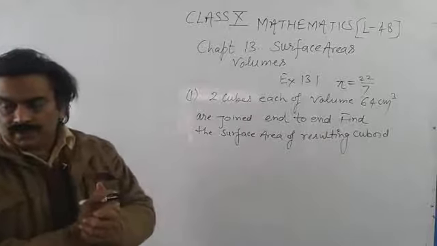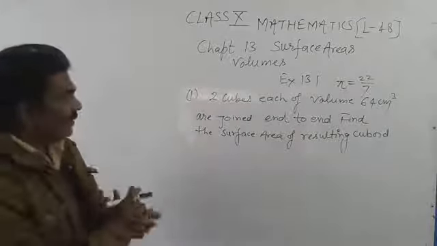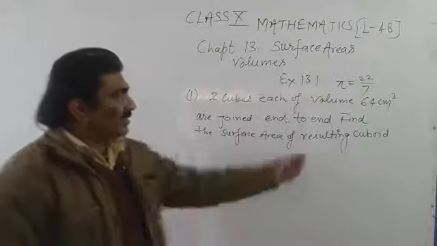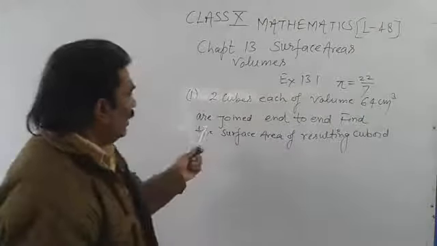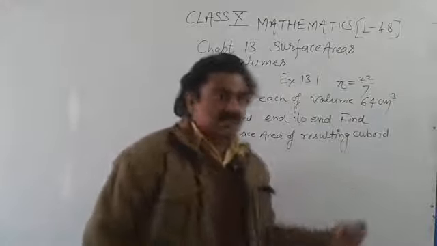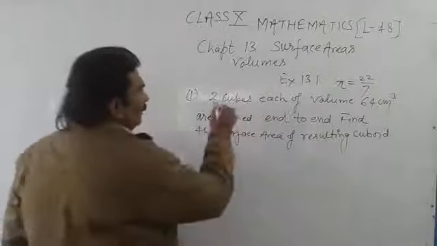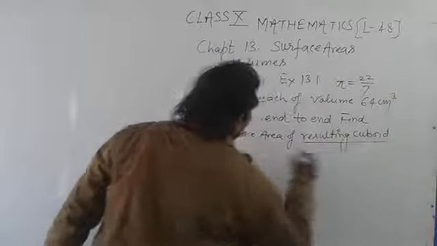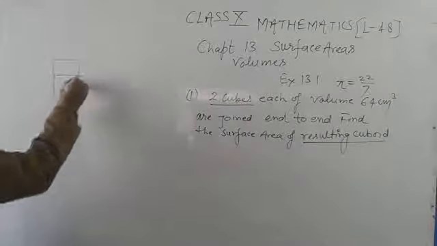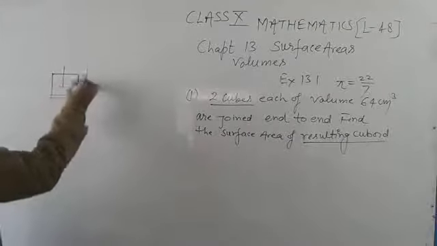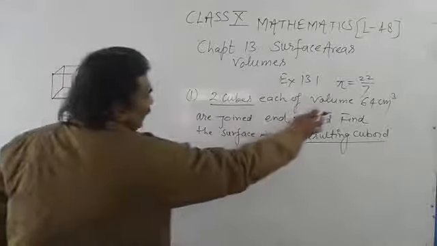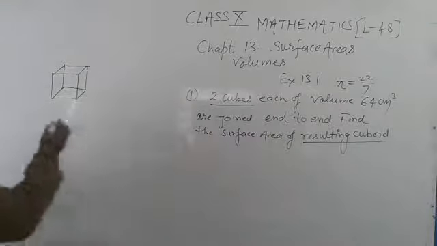So here, first question is that two cubes each of volume 64 centimeter cube are joined end to end. Find the surface area of the resulting cuboid. Students, we have two cubes and we have a resulting cuboid. Here, with the help of diagram, we can say that we have a cube, okay, whose volume is given 64 centimeter cube.